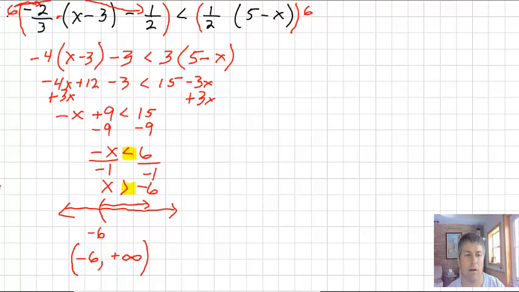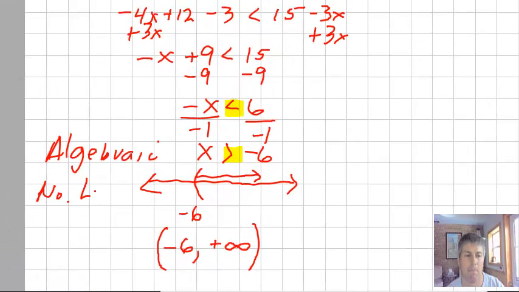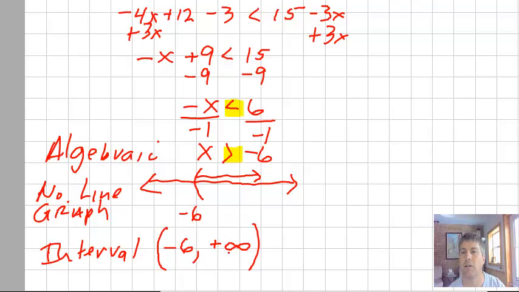So once again, our algebraic solution, our graphing solution, I should say, our number line graph, and then the interval notation. So 3 good sample problems before you get started on section 2.4. We'll see you in class.